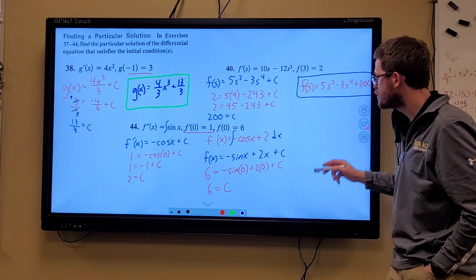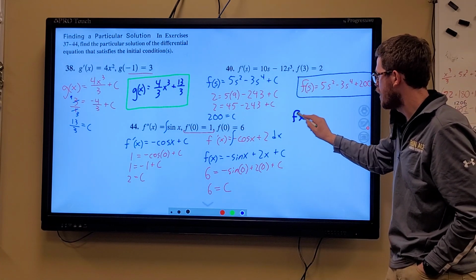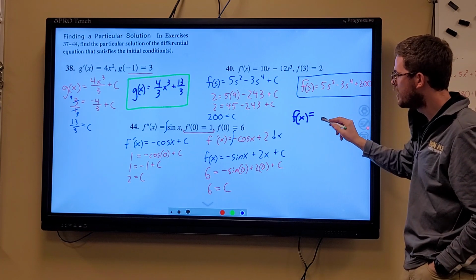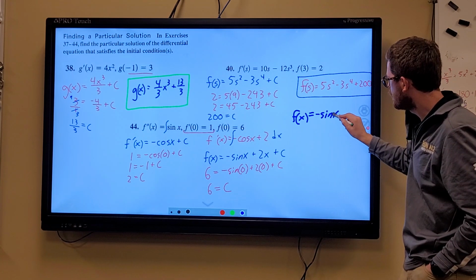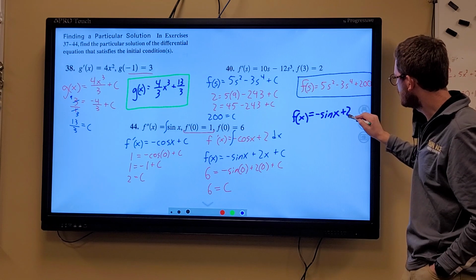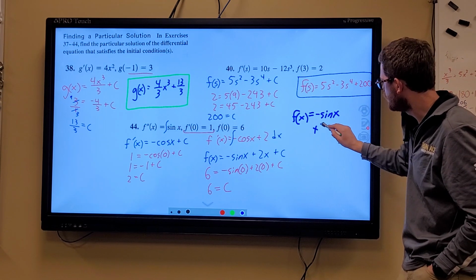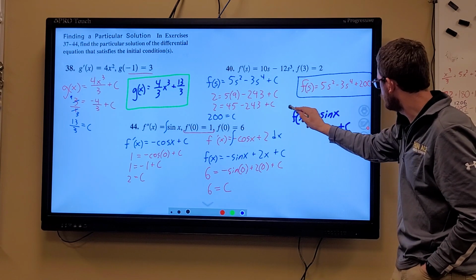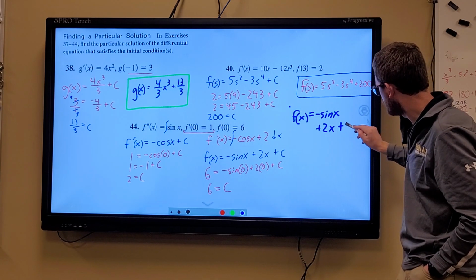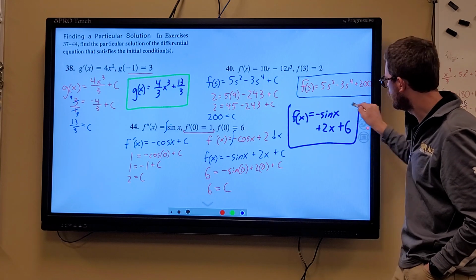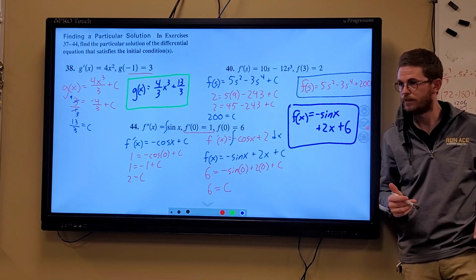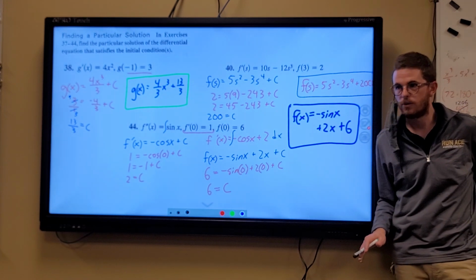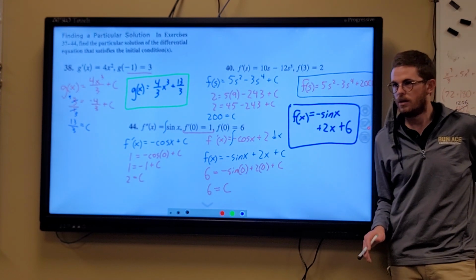And so our function, f of x, still lowercase f, is negative sine of x plus 2x plus 6. Started running out of room there. Pretty big problem right there. Thoughts, questions on that?